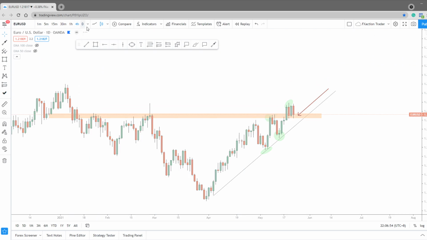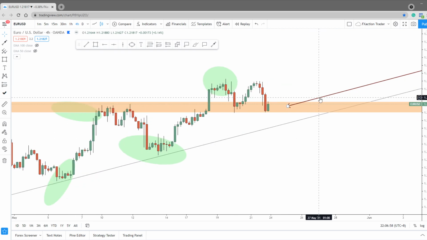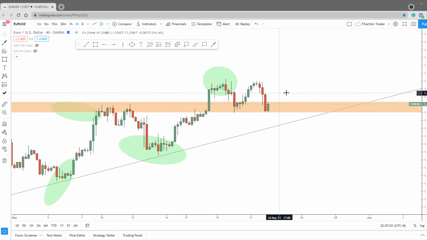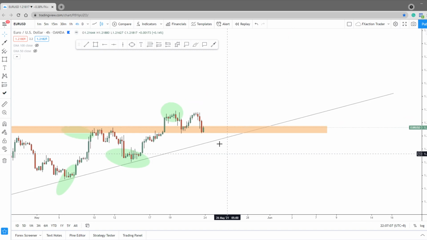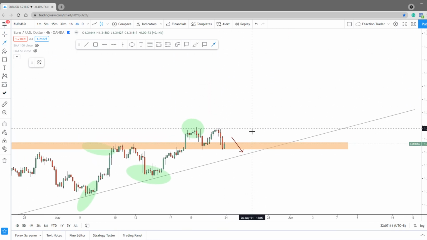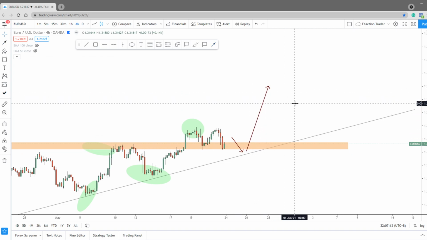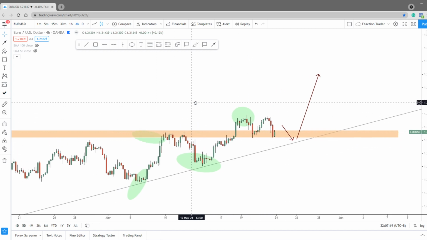So let's go to H4. In H4, what we can see is that market has now formed some rejection on this daily support zone. Alright, so as long as this level is not broken, our market could retest this trend line again and we can go for a buy trade with a stop loss right below this support zone or just right below this trend line for this week.